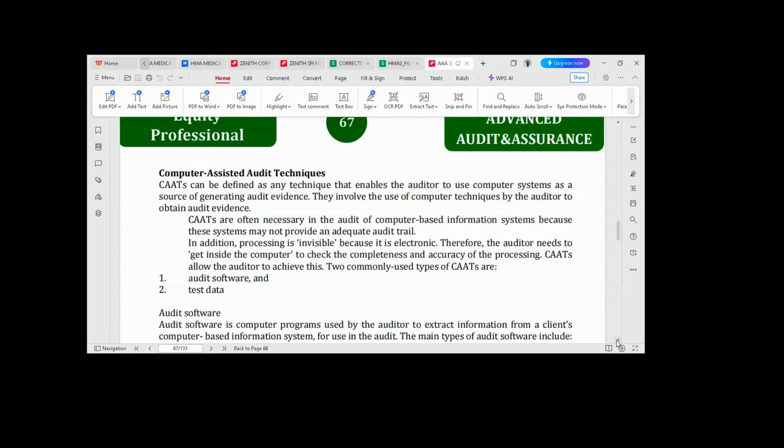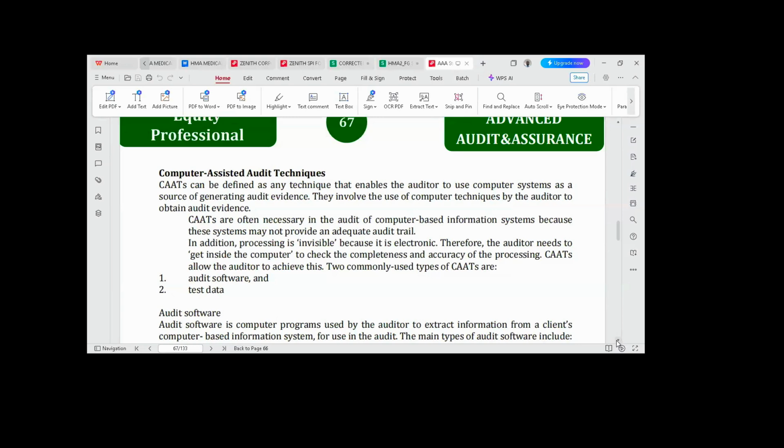So for you to be able to use CAT, you must have good knowledge of SQL. What's SQL? Structured query language. You're able to write computer programs, computer syntax that you can use to extract information from the system. You have to undergo training to be able to use SQL. So your knowledge of SQL will enable the auditor to obtain information from the system. So that's what we mean by being inclined IT-wise.